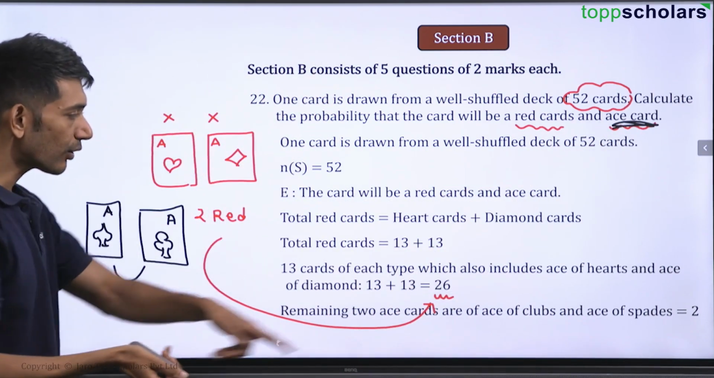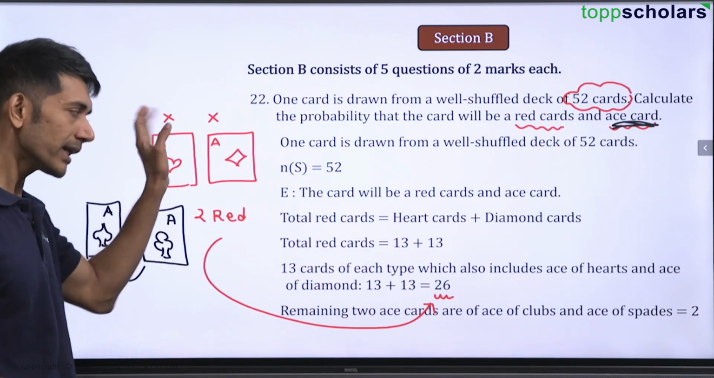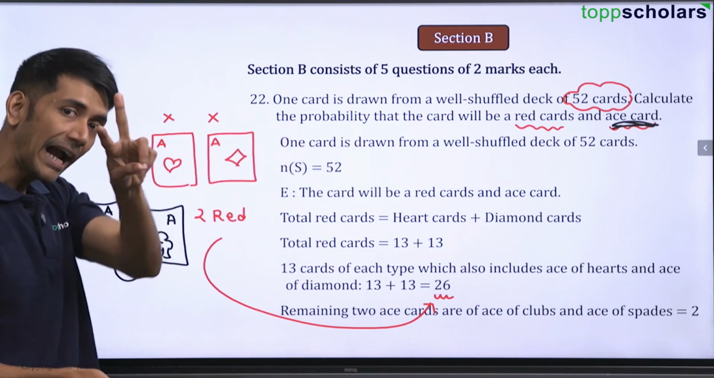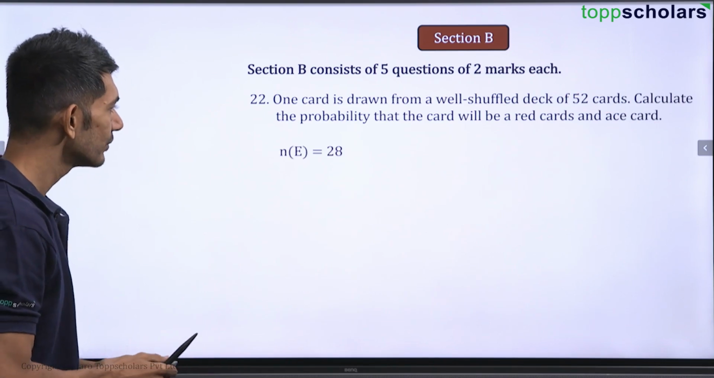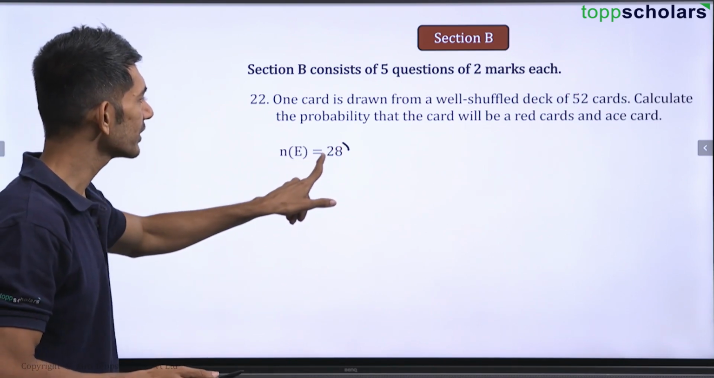So 26 are already red. So these 2 we are not taking, it is already involved there, and 2 black ace cards will be taken. So can I say there are 28 cards now? I hope this question is clear.